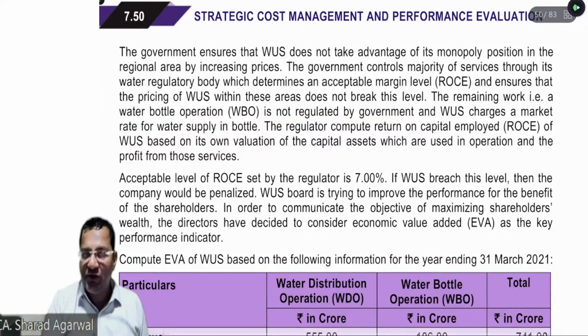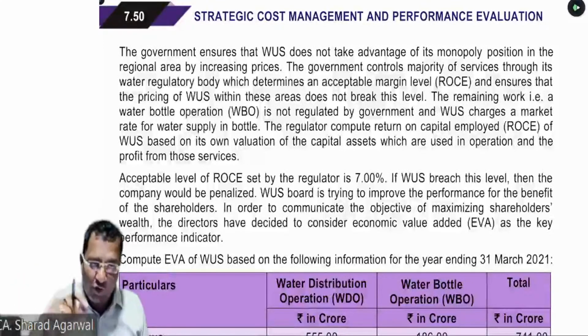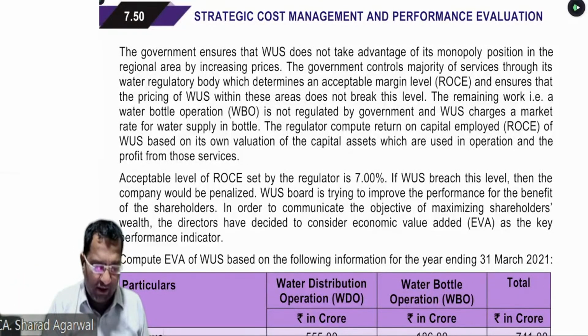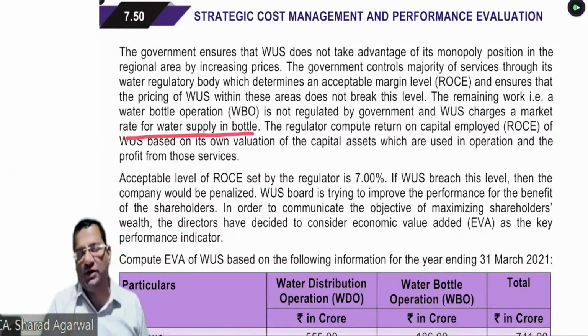कौन सा डिवीजन रेगुलेटेड है? वाटर डिस्ट्रीब्यूशन सिस्टम, जो पूरे मुंबई और विलेज के लिए घर पे आता है पानी, है ना, जिसको अपन बोलते हैं गवर्नमेंट वाटर भी बोलते हैं, सरकारी पानी भी बोला जाता है. उसके लिए गवर्नमेंट कंट्रोल करती है. But you can freely sell water in the form of bottle which is not regulated by the government, and the company charges a market rate for water supply bottle in India.